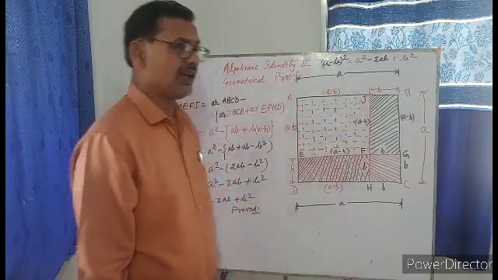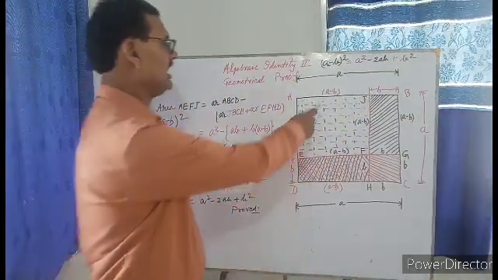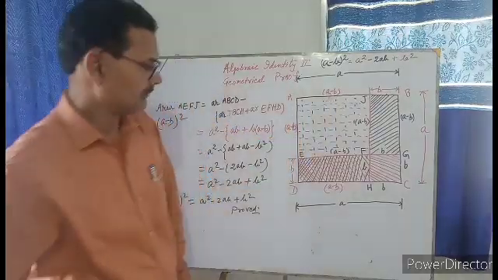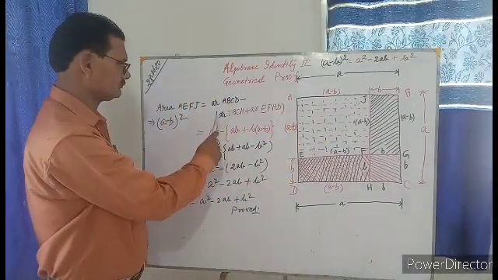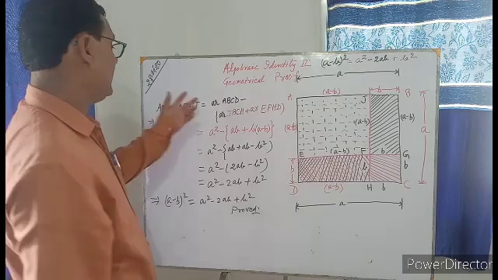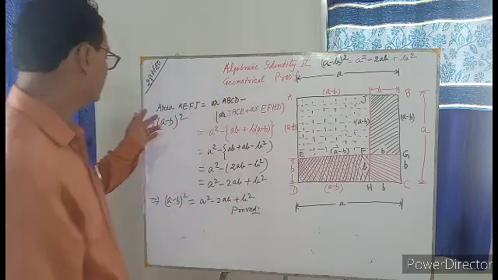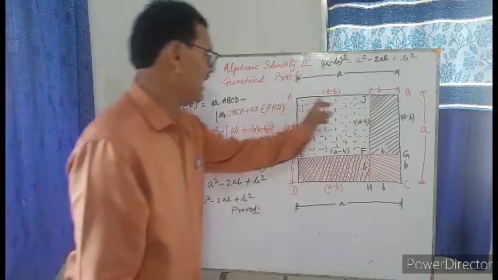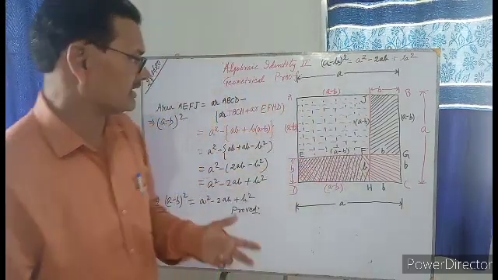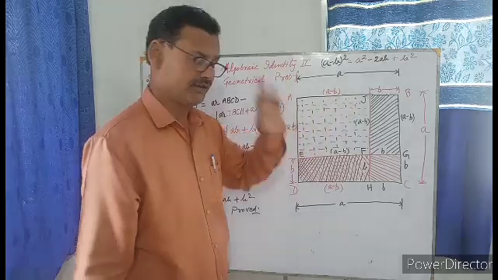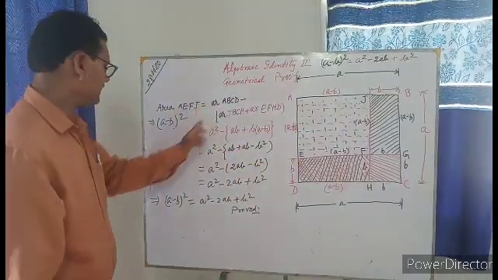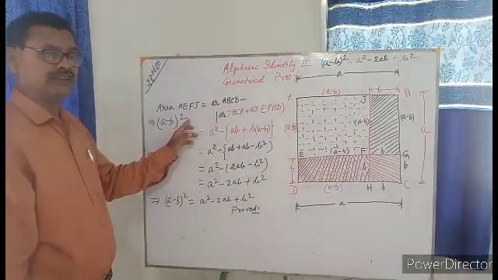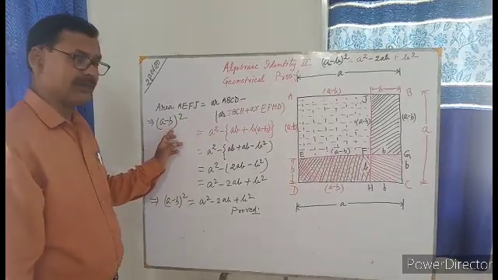AEFJ का एरिया क्या होगा? Side square, and what is side? A minus B unit. So area AEFJ is equal to side square, and what is side? A minus B unit. So area AEFJ is equal to A minus B whole square.